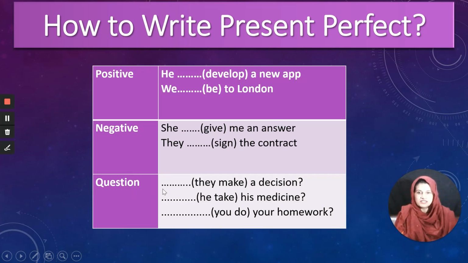Let's make the question sentences now. Have they made a decision? Right? So have is at the start. After that the subject, then the third form of the verb. Next, dash his medicine. So we'll say, has he taken his medicine? Dash your homework. Have you done your homework? Right? I hope now you are clear how to make the positive, negative, and question statements.